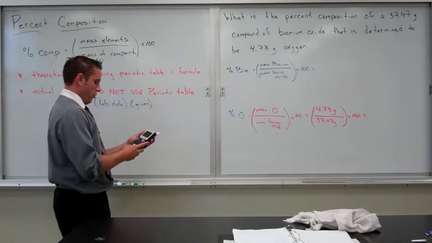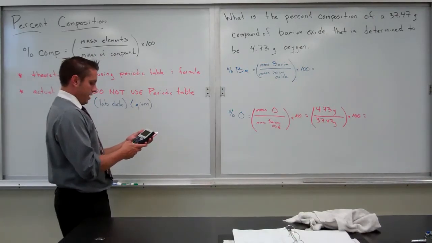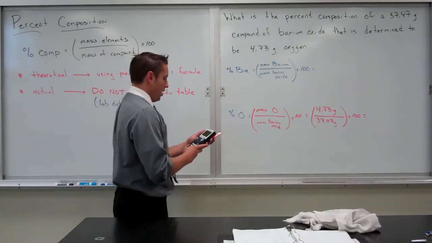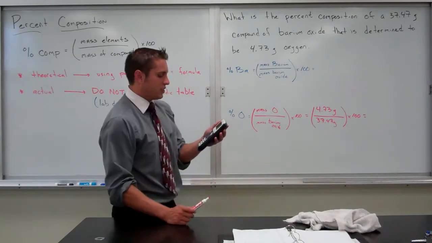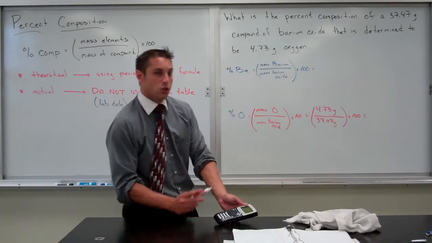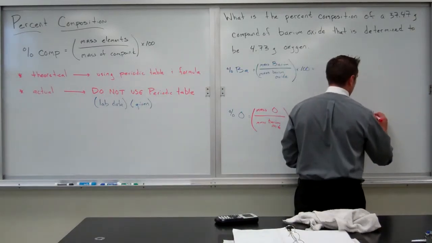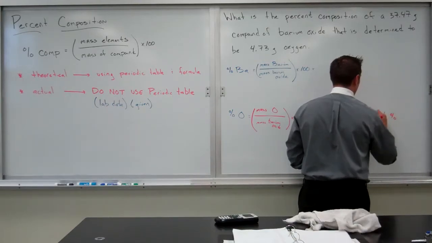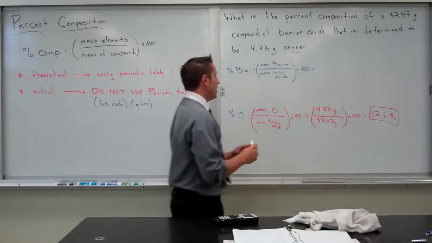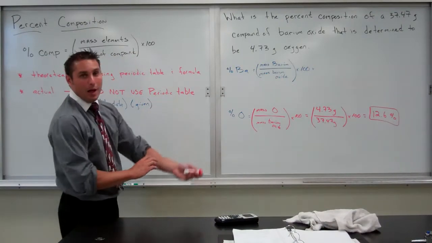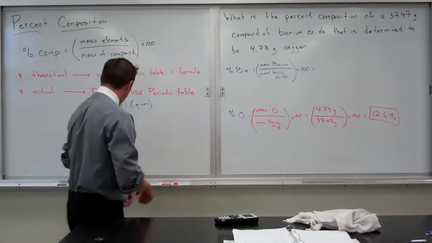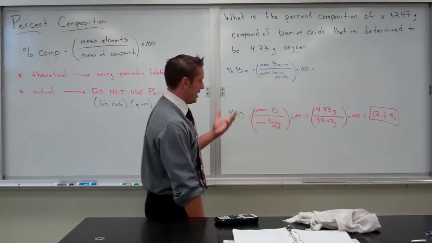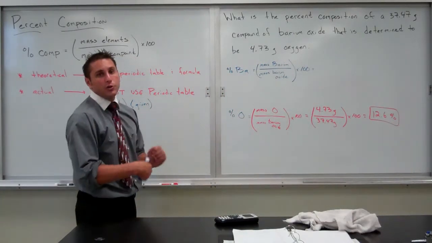And you'll see that you get 4.73 divided by 37.47 times 100. We only get 3 sig figs, so my calc says 12.62. So that means this is 12.6% oxygen. Now, for the problem above, I could just take 100% minus the 12.6 and get myself an answer. But I'd like to show you something different.